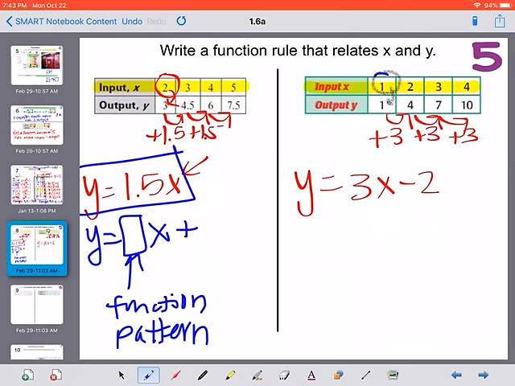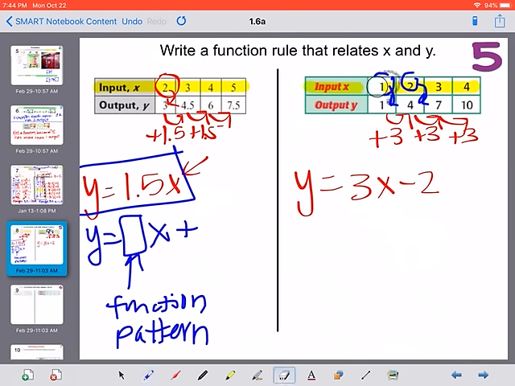If we plug in a 1, we should get out a 1. 3 times 1 minus 2, well, 3 times 1 is 3. 3 minus 2 is 1. That works. Let's try another number. If I instead plug in a 2, I should get out a 4. 3 times 2 is 6. 6 minus 2 is 4. It works. So how did I figure out that this is going to need to be a minus 2?